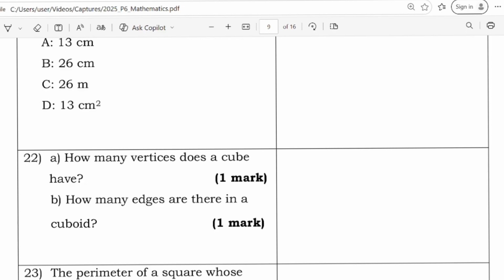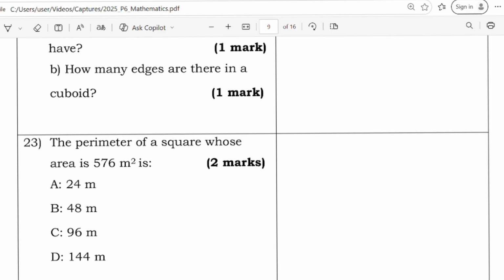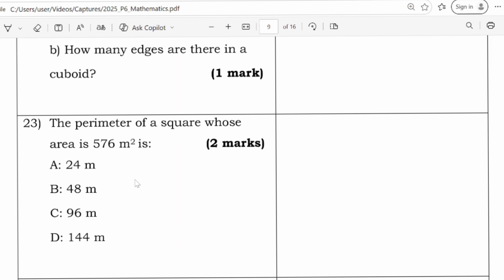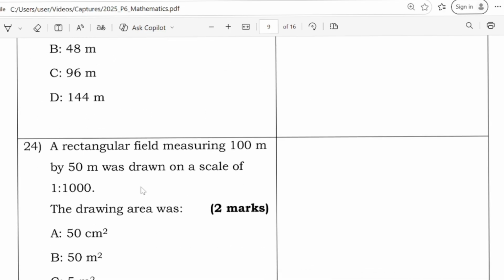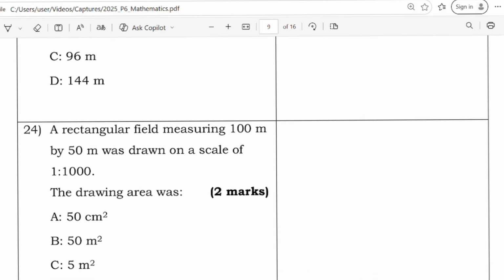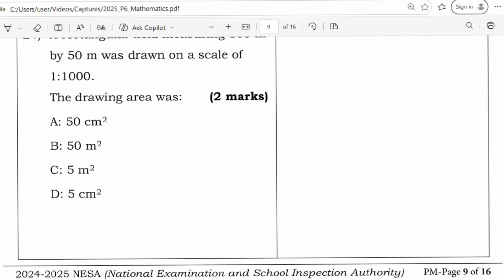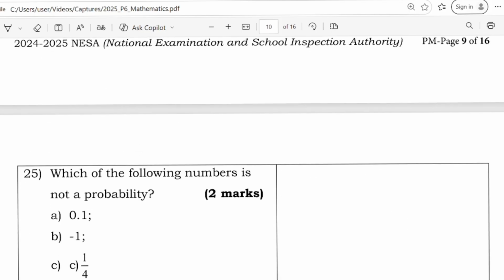And then 22, how many vertices? Yes, you should also know that. Yes, this is question number 23. The perimeter of a square. You know that the area of a square is side times side. So you must find the side and then find the perimeter. And then a rectangular field measuring 100 by this. And then, yes, that's the question.